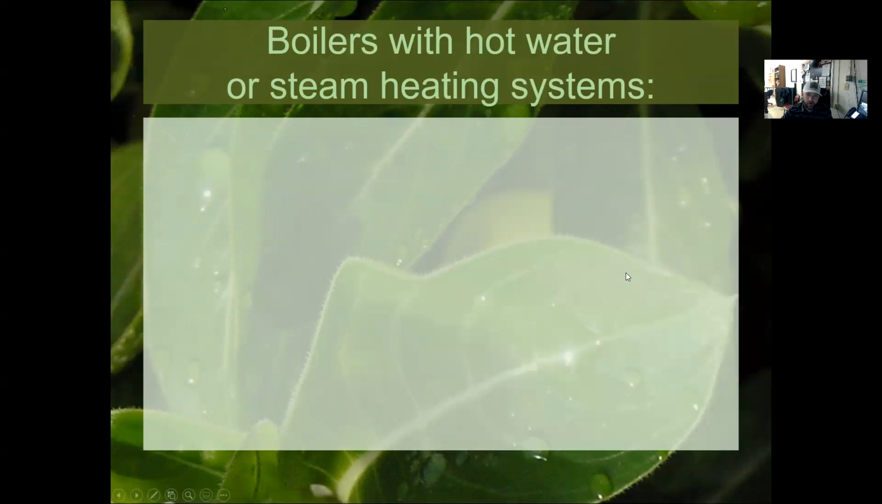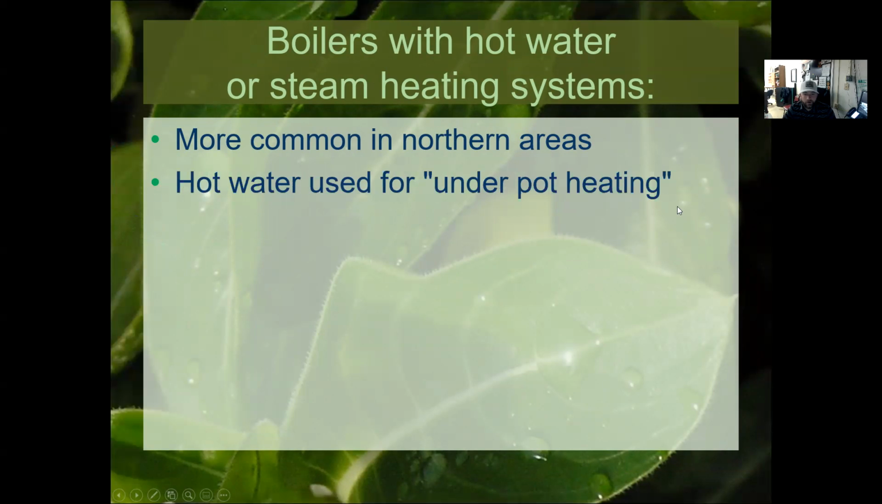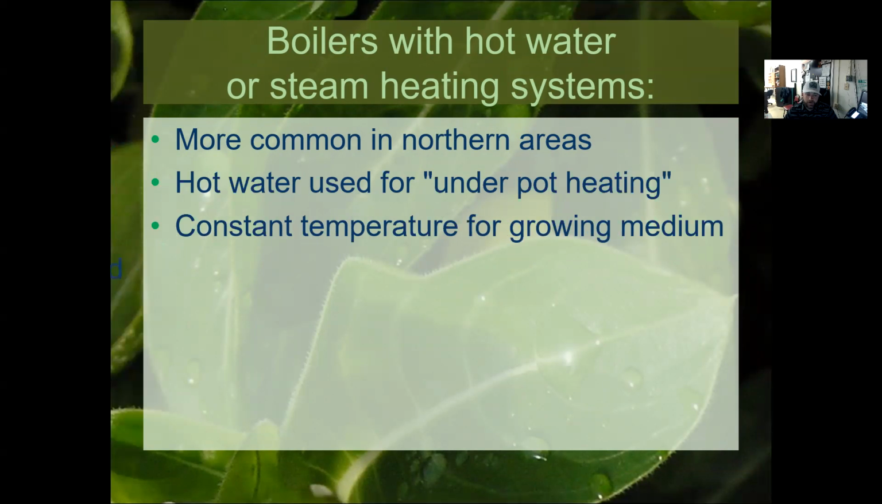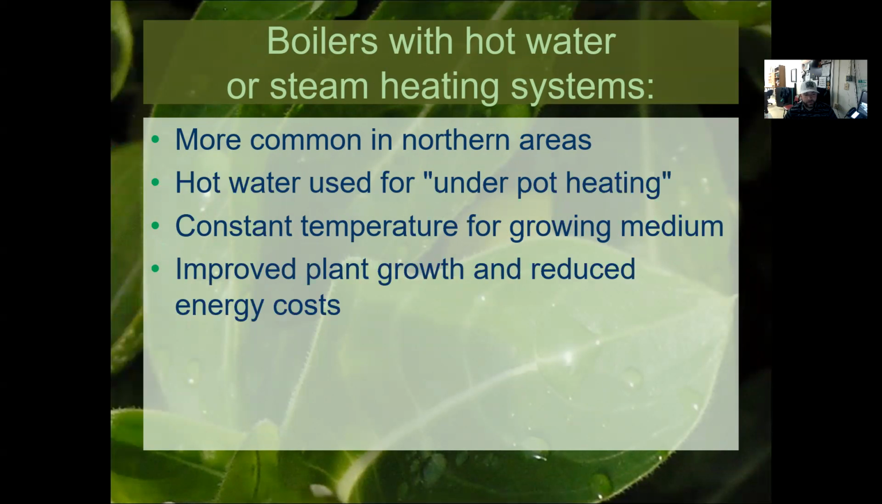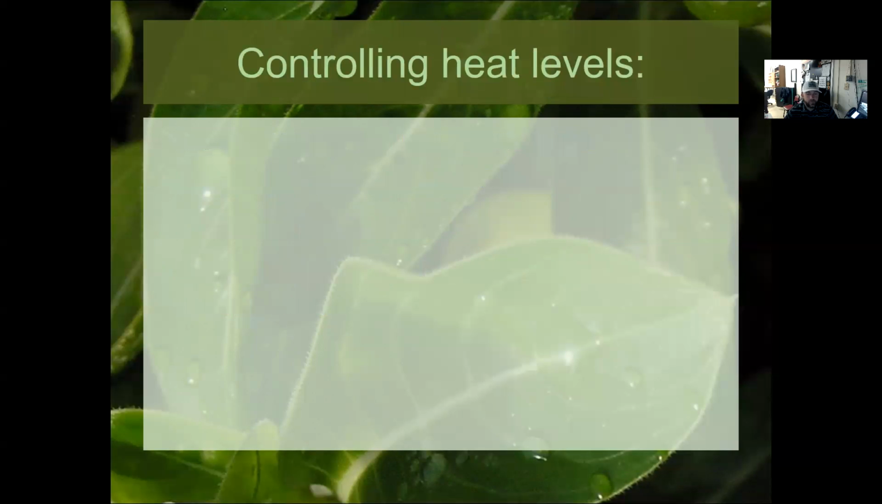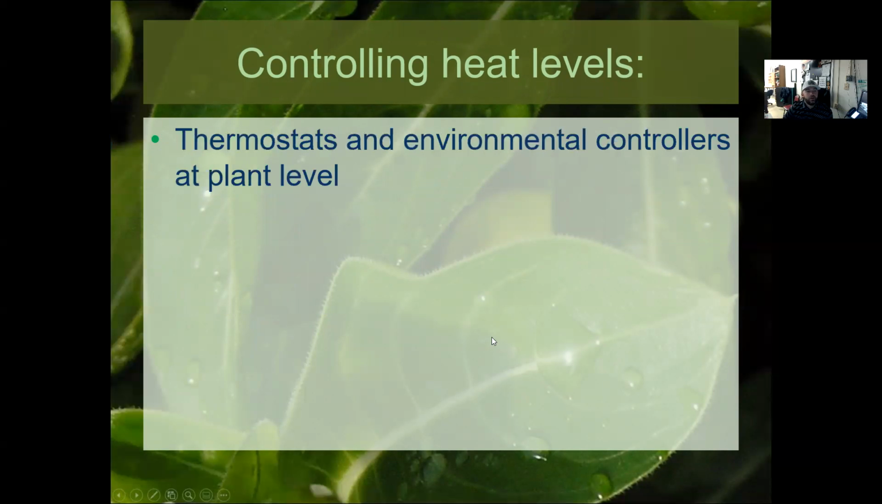So, boilers with hot water. This is my personal favorite. It's more common in northern areas. Hot water is used for underpot heating, constant temperature for the growing medium, improved plant growth, and reduced energy costs. Because when you're using steam, you get that moisture off of that steam coming into the greenhouse, and that actually helps plant growth. It'll get on the leaves, down into the soil and onto the roots, helping promote the growth.